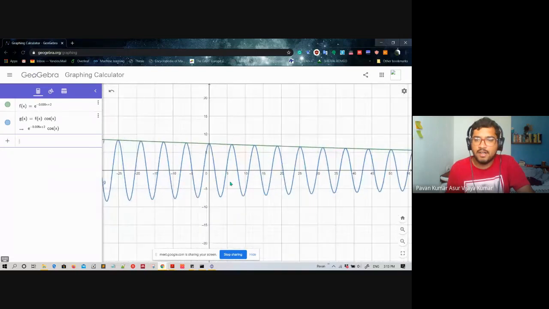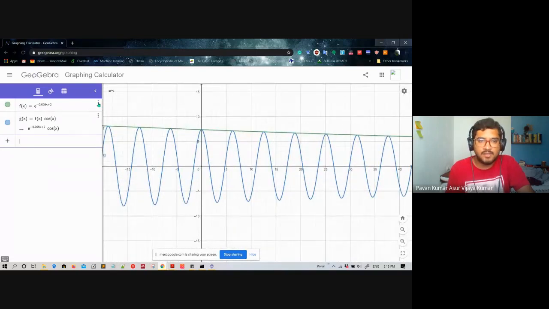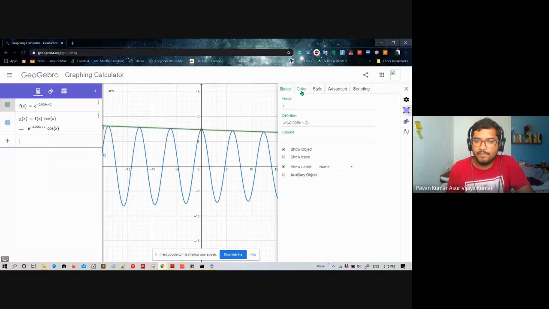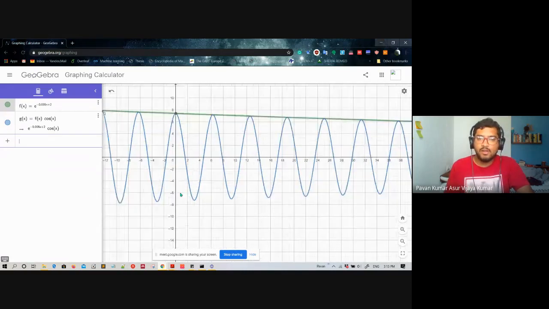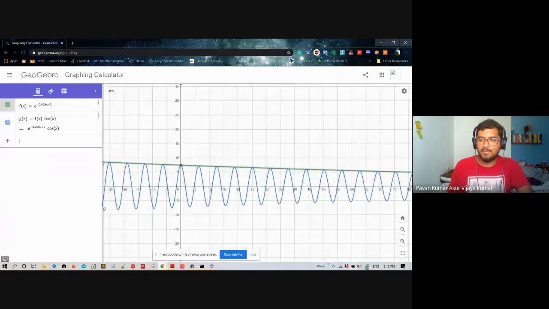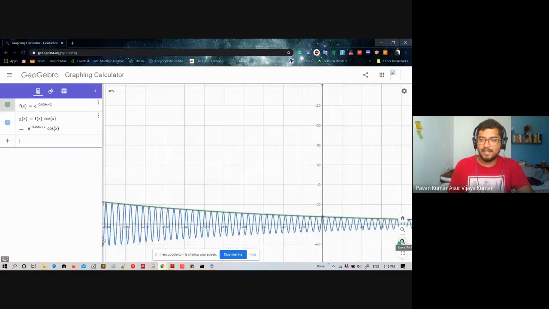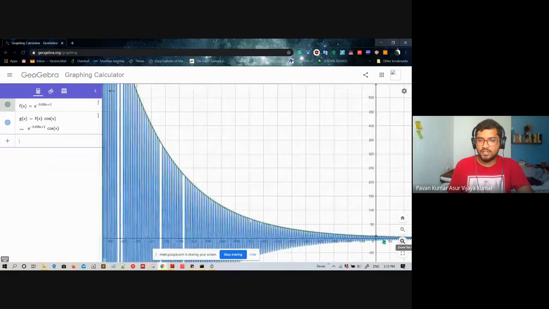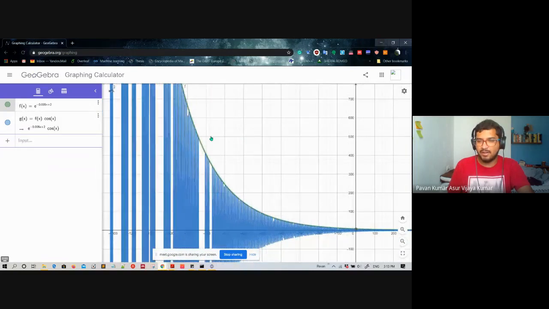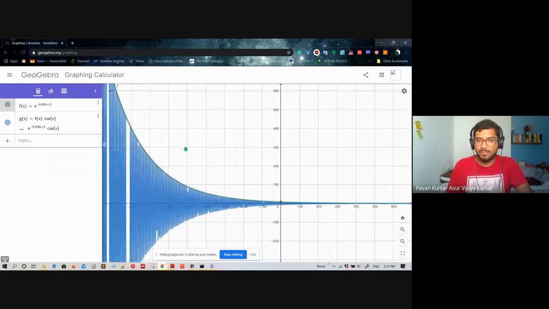So I have something like this. So basically, what is happening? Let me zoom out so you can see clearly. What is happening here is, I have a big function. Okay, it is damping out. So in physics terms, it's damping out.